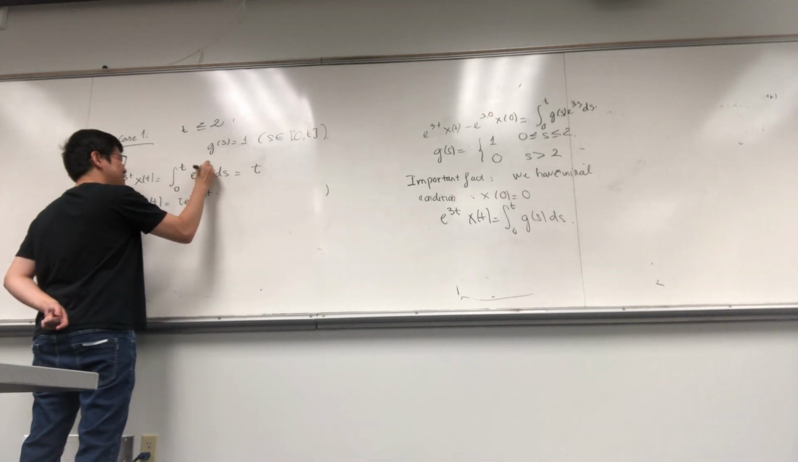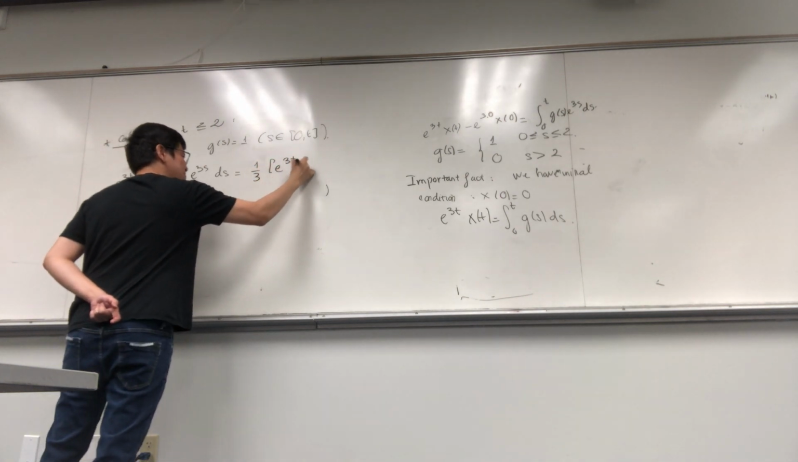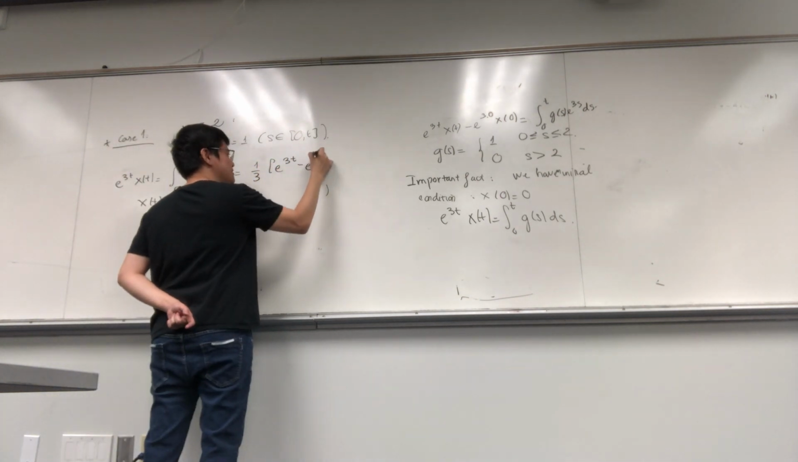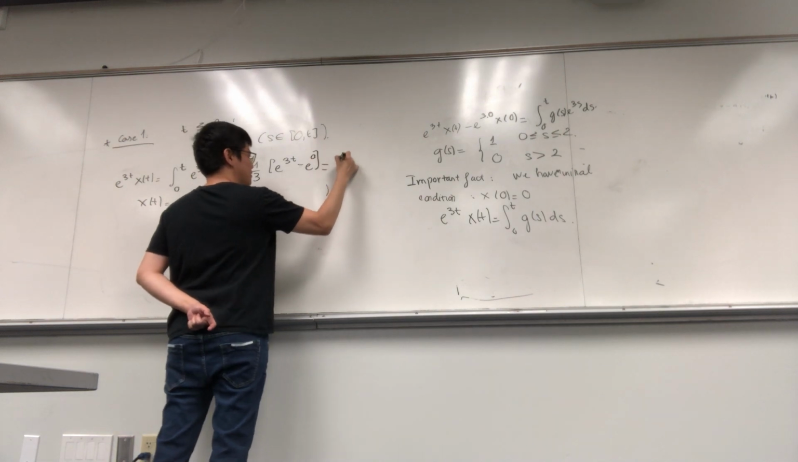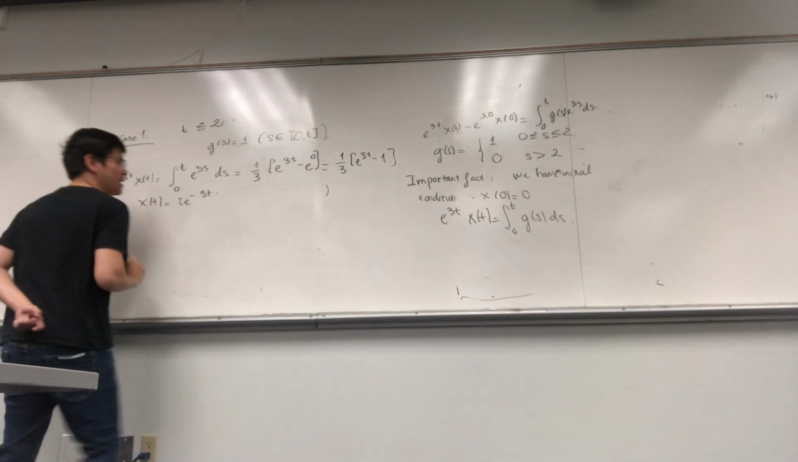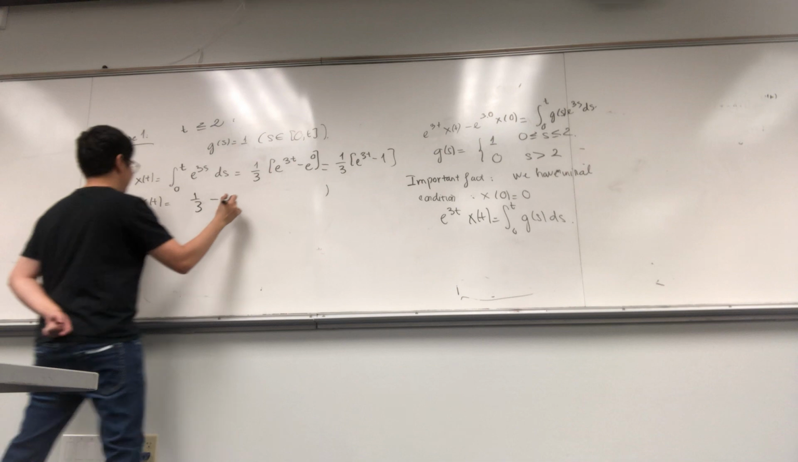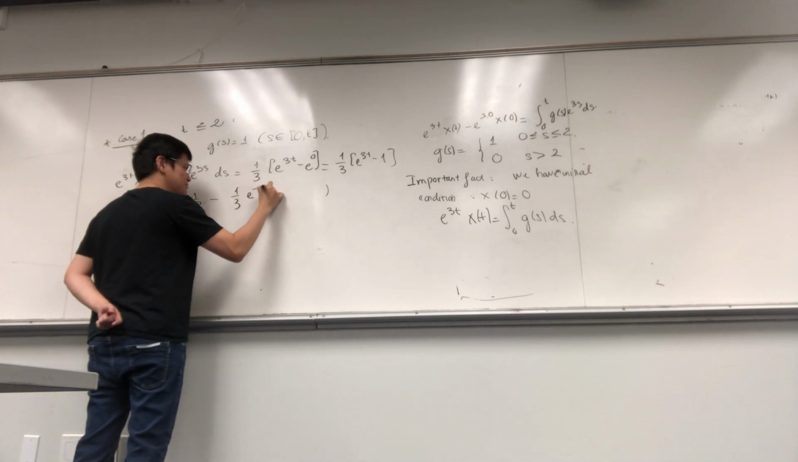So here you have e to the 3s. So here I have 1 over 3 times e to the 3t minus e to the 0. And this is 1/3 of e to the 3t minus 1. So you're going to have 1 over 3 minus 1 over 3 e to the power minus 3t.